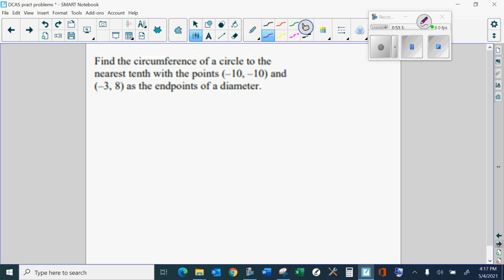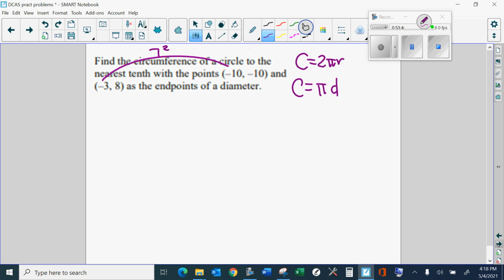Find the circumference of the circle. So I gotta remember circumference equals 2 pi r, to the nearest tenth, with the points negative 10, and negative 3 as the endpoints of the diameter. So it's either circumference equals 2 pi r or pi d. Well, we have the diameter right now. Okay, so we can just find this distance. How far from negative 3 to negative 10?